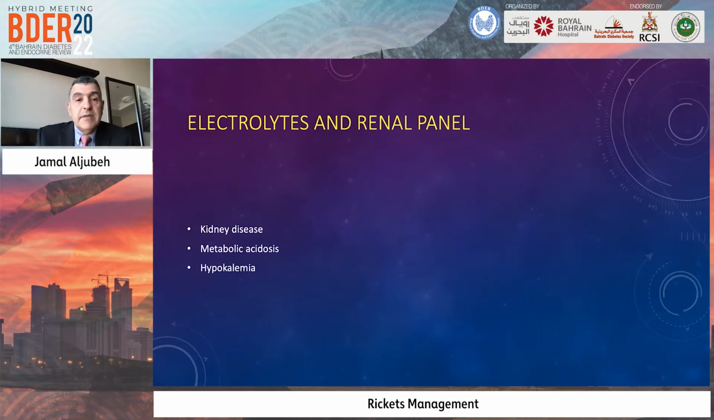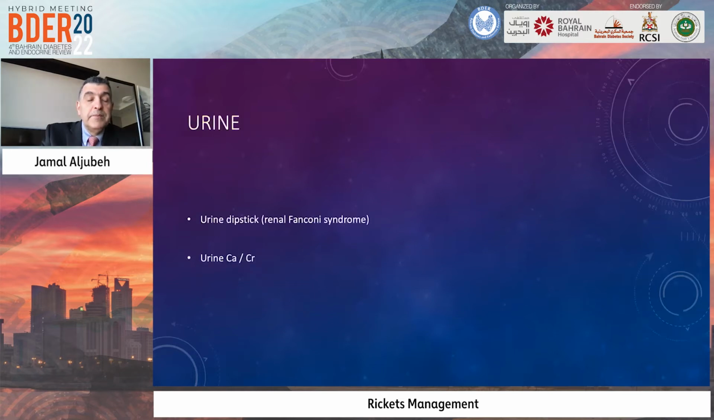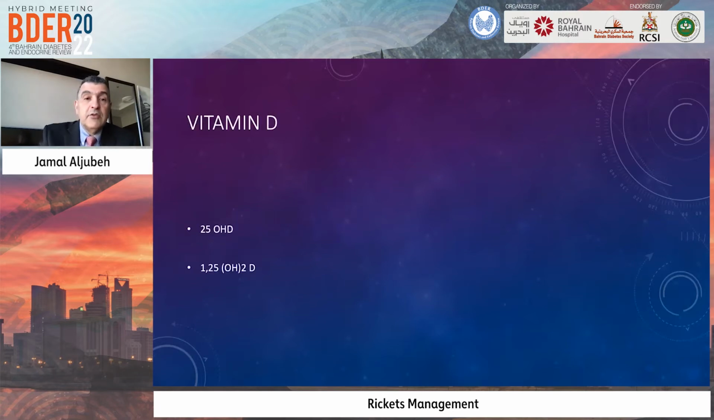Metabolic acidosis is associated with certain types of rickets as well, especially with the Fanconi, where there is loss of alkali in the urine. Hypokalemia also happens in Fanconi due to loss of potassium. In the urine, we also measure the calcium creatinine ratio to know if there is hypercalciuria or not, and a urine dipstick, as mentioned, to look for possible renal Fanconi syndrome.